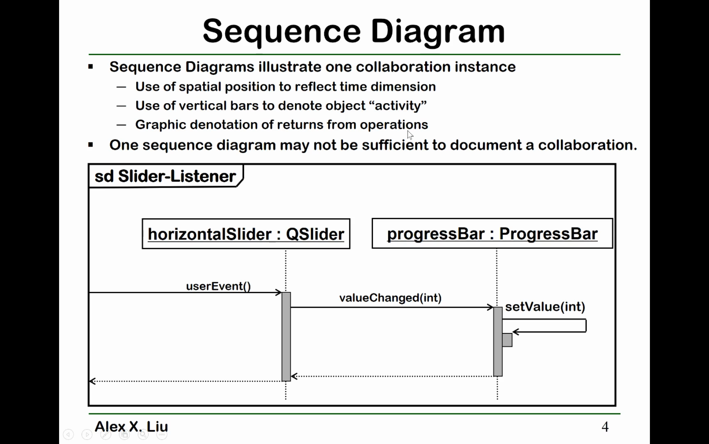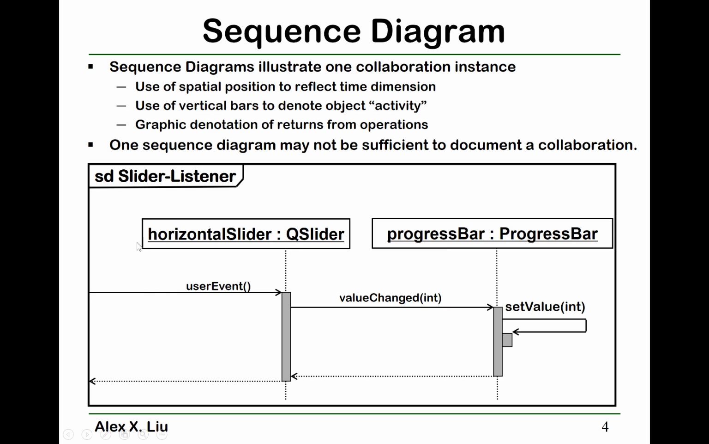So sequence diagrams basically illustrate one collaboration instance. Basically, they illustrate one instance of one big collaboration. It represents one aspect of it. All right, now let's take a look. This is a sequence diagram representing the collaboration between this horizontal slider and this progress bar.